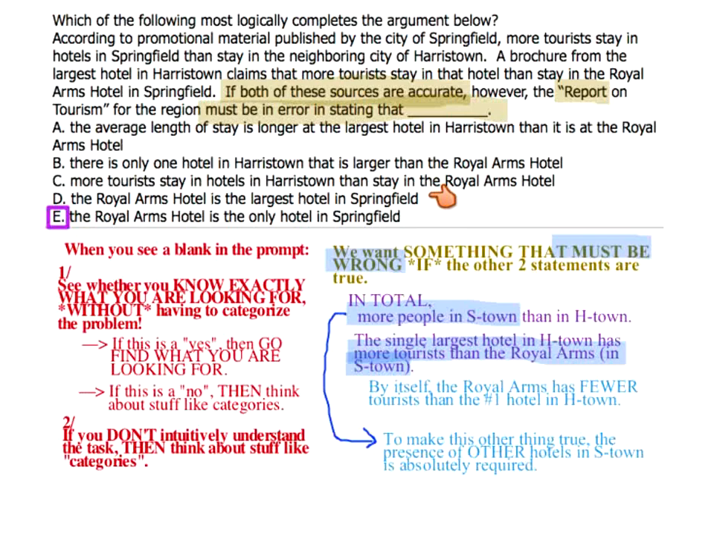D is wrong because there could definitely be lots of bigger places in S-Town. But then again, maybe there aren't. We don't know. S-Town could be full of small hotels, and this could still be a thing.